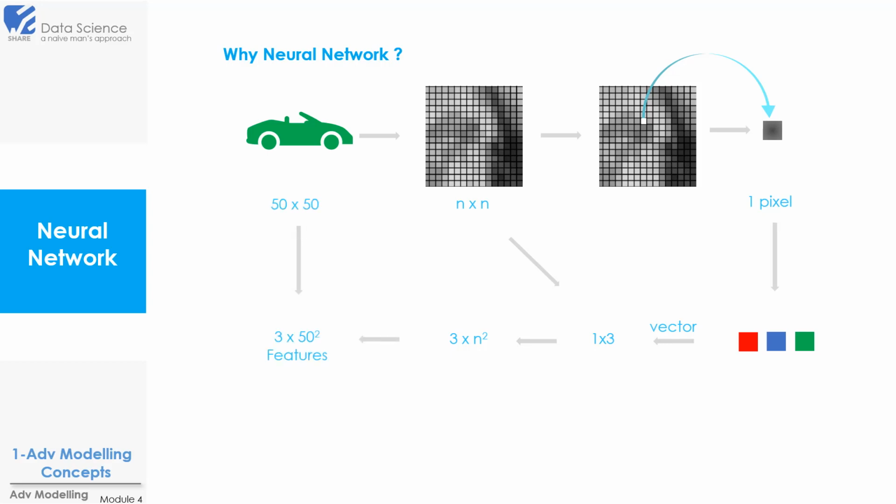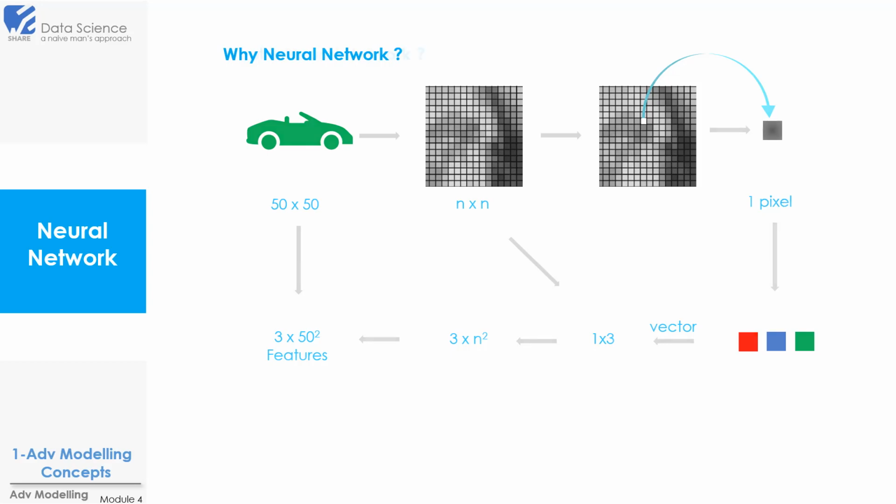Now let's say our car image is a 50 cross 50 pixel image. That means it has 3 into 50 square features. Now don't you think it's way too many features? And techniques like logistic regression become computationally inefficient here. So in situations like this, neural networks come as a savior for us. And that is why it is considered one of the most powerful techniques available out there. So now that we know why it makes sense to use neural networks, it's about time that we learn it.